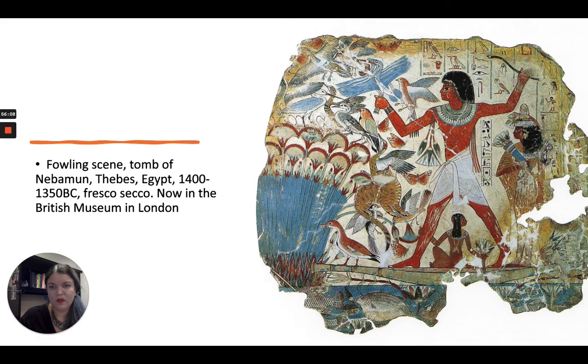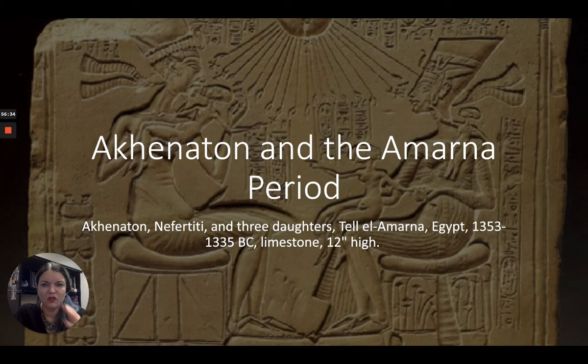And here we can see this is a depiction of fowling, meaning hunting birds, hunting with birds. So he has his hawk here that is helping him hunt. He is going after these different kinds of fowl, different kinds of birds. You can see the depiction of the fish down below. It's very lovely. We have our lotus flowers, which that motif again is seen a lot in Egypt.